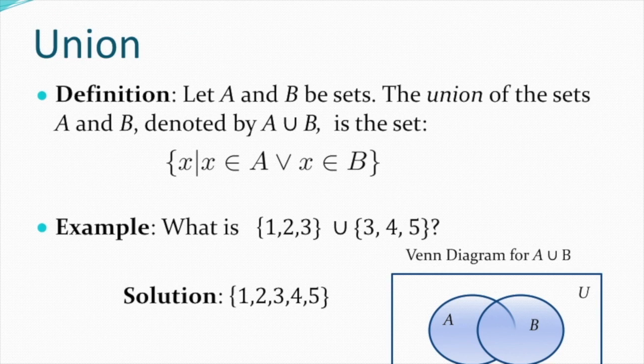Now, you might be asking, 3 appears in both sets. Do I need to duplicate it? No, you don't. You don't need to duplicate it, because this means that 3 is an element of B and an element of A, and it will appear once in the union between A and B.